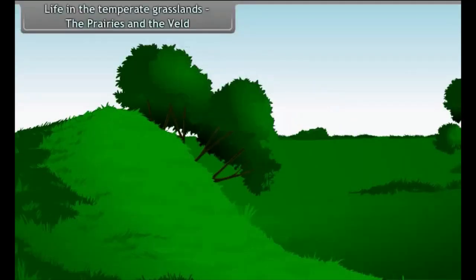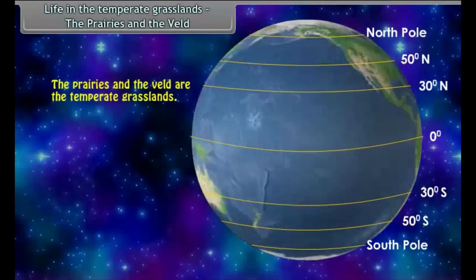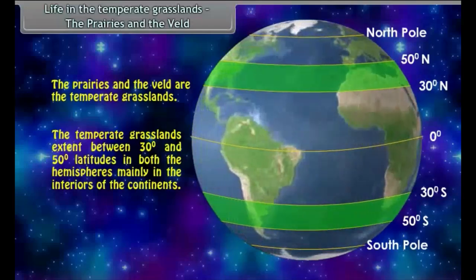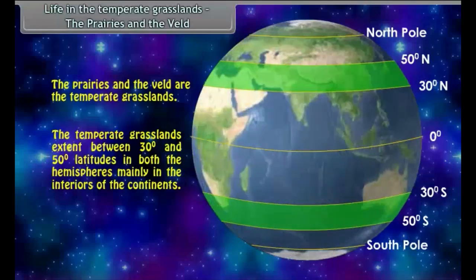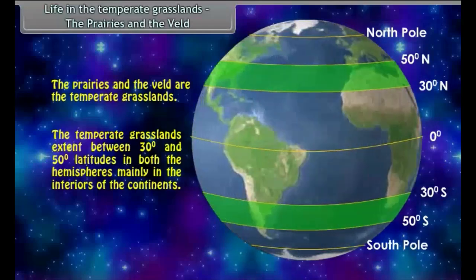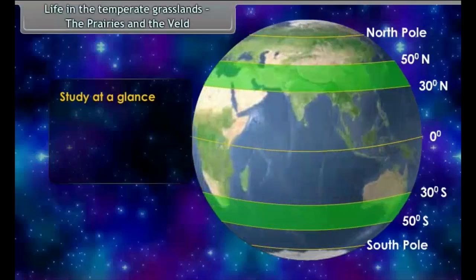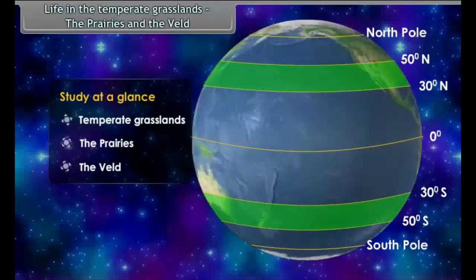Life in the temperate grasslands, the prairies and the veld. The prairies and the veld are the temperate grasslands. The temperate grasslands extend between 30 degrees and 50-degree latitudes in both the hemispheres, mainly in the interiors of the continents. Study at a glance. Temperate grasslands, the prairies, the veld.